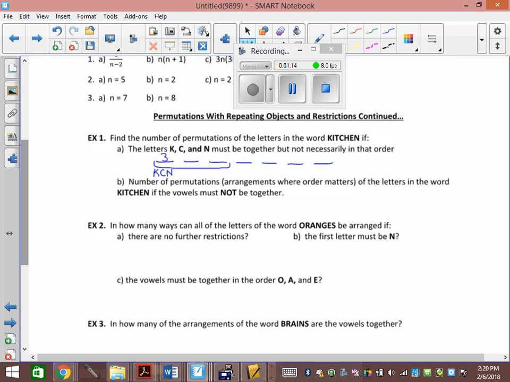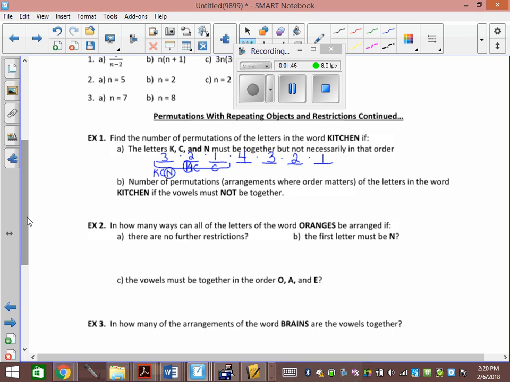And then words are non-repetition. So then I would have KC, which is 2. And then I would have C, which is 1. How many letters did I use up? 3. How many do I have left? 4. So I'm going to have 4 left for here, then 3, then 2, then 1. Now this would be correct if they said KCN together at the beginning. Did they say that? No, they just said KCN have to be together.